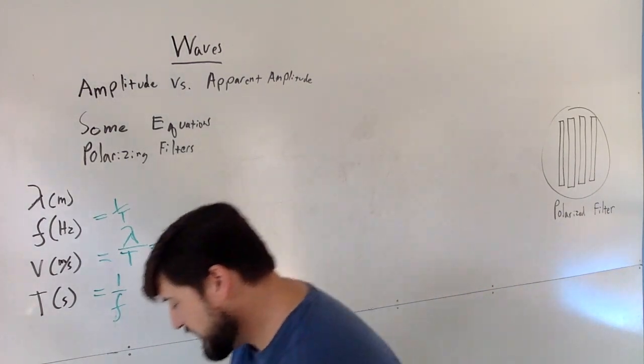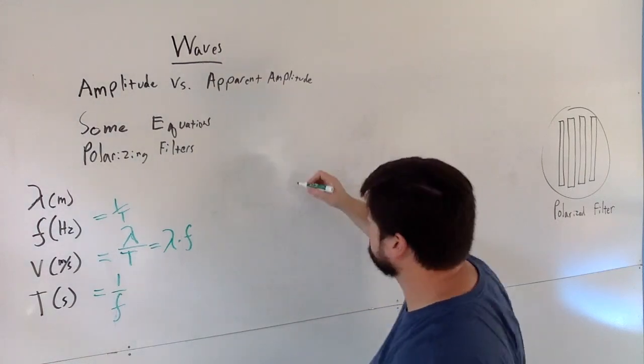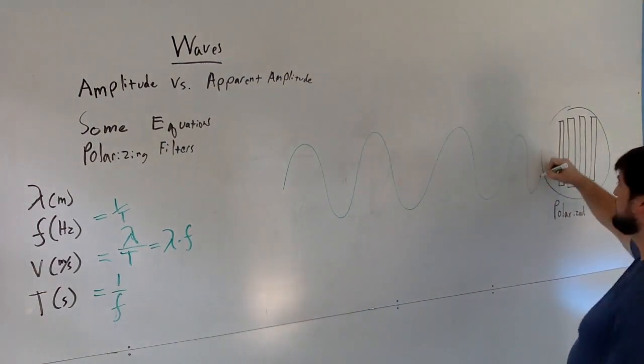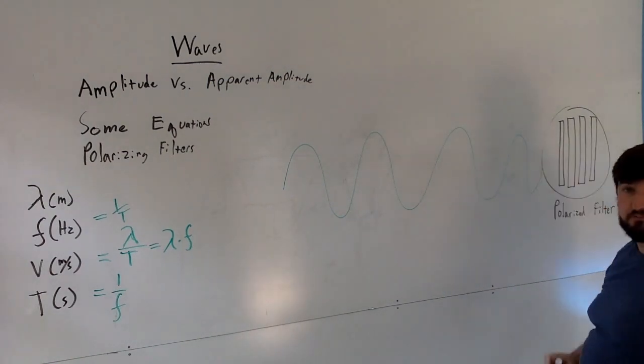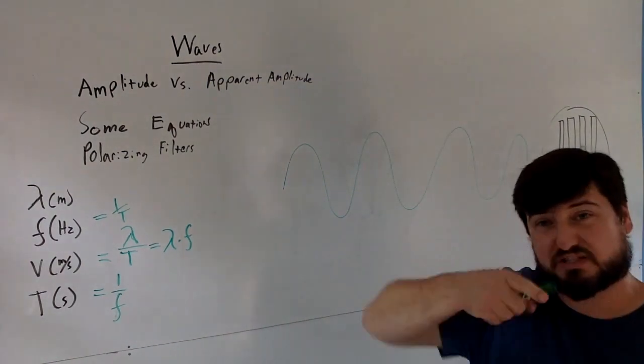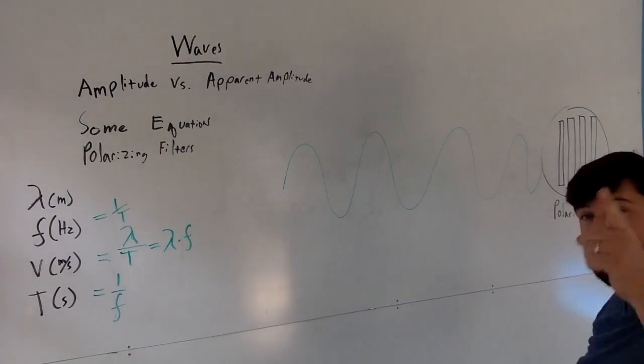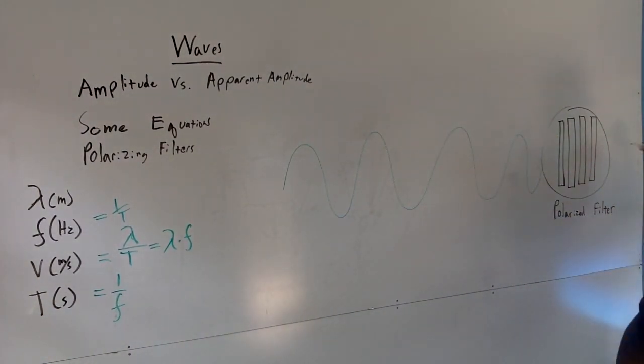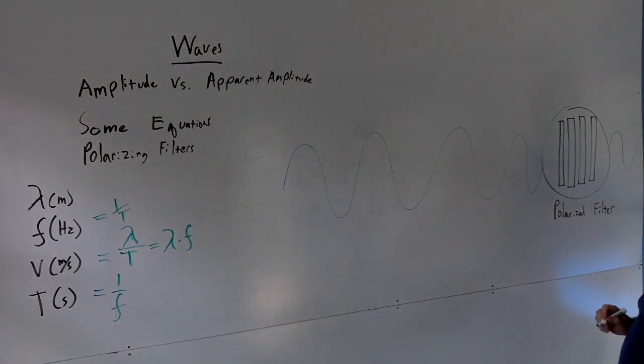So if I have a wave that has an up-down oscillation as it travels this way, and it comes across a filter, which is basically just something that has a bunch of little slits cut into it, in this case those slits are up and down, that wave will be able to pass right through that filter and keep on going, okay?